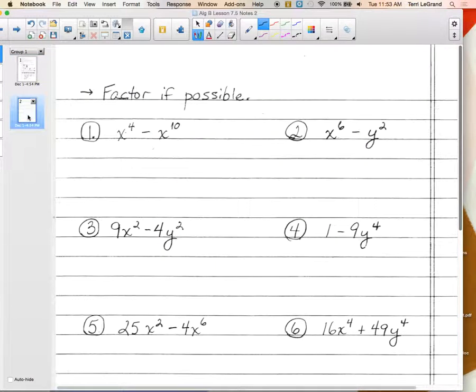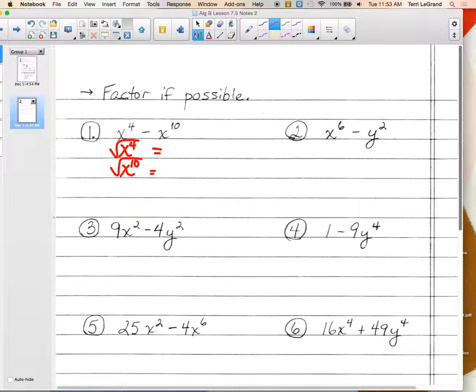Let's go. Factor if possible. We're going to do the same thing we did yesterday. Does it have subtraction? That's the first question you ask yourself. Does it have subtraction? Yes, it is subtraction. So now we can go to finding the square root of the two terms. So the square root of x to the 4th, the square root of x to the 10th.